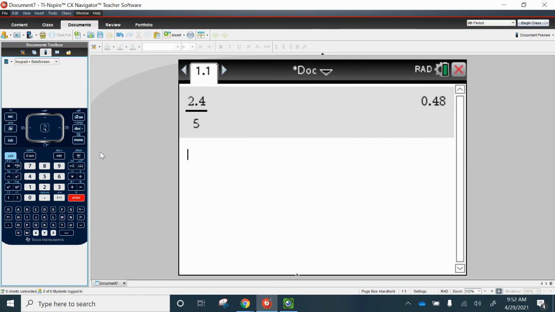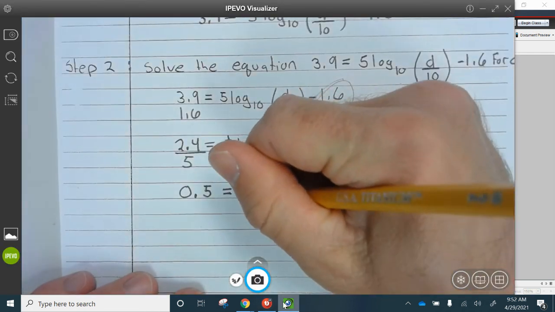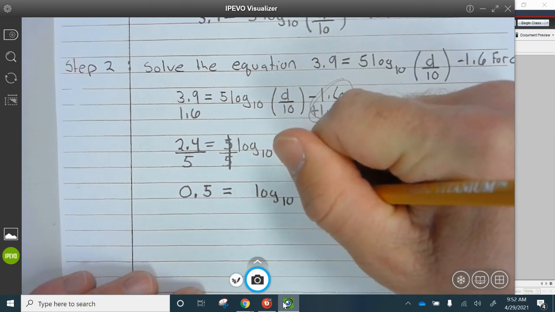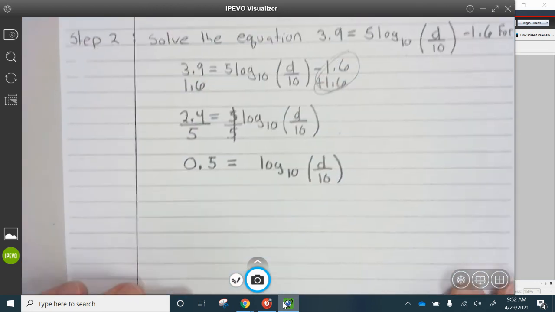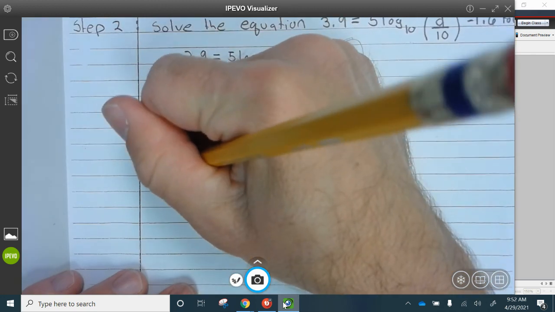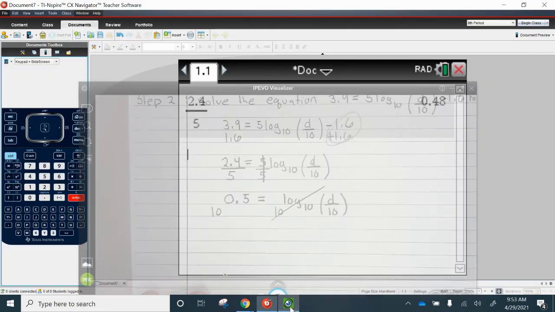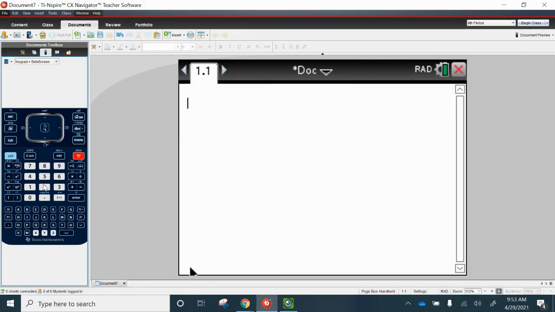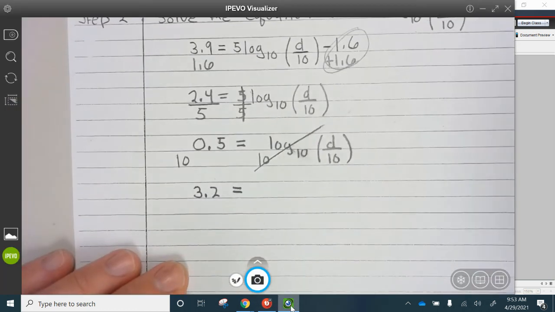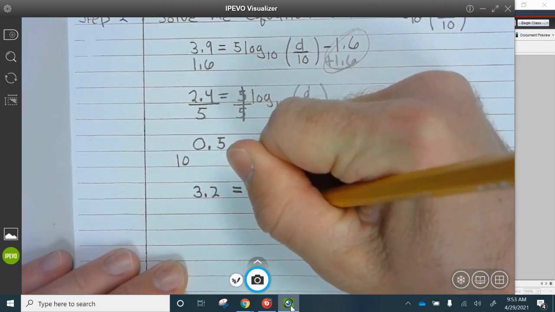So 0.5 equals log base 10 of D divided by 10. Okay, we're going to raise both sides by the base of 10. That goes away. Let's go ahead and put 10 to the 0.5 is 3.2. So 3.2 equals D divided by 10.